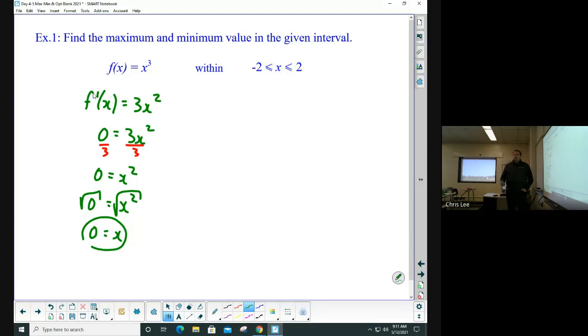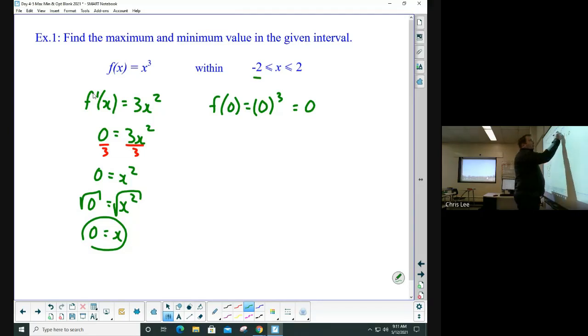Let's find the value of 0 by plugging 0 into the original function. So this math isn't going to be too difficult. 0 cubed is 0. All right, so there is one of our values. But let's also check the endpoints. So we're also going to plug in -2 into our function.